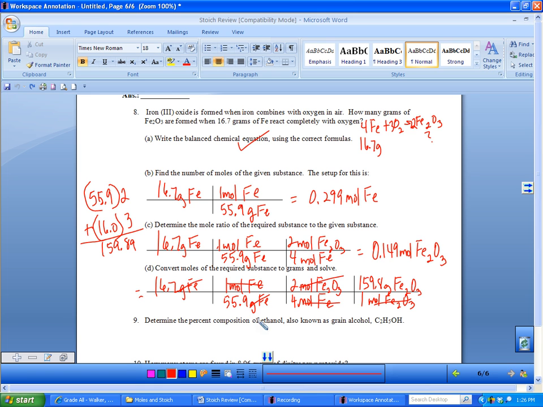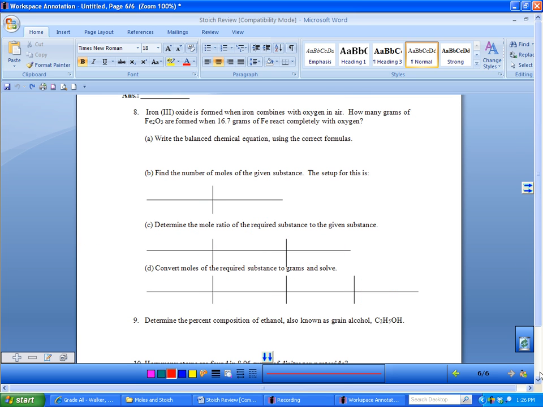And see, that's how I know I set it up correctly. If everything cancels and I get this unit to be what I want my answer in, grams of Fe2O3, then I feel pretty good about getting it done correctly. So when I did that math, I got 23.9 grams of Fe2O3. All right, so we're going to move on.